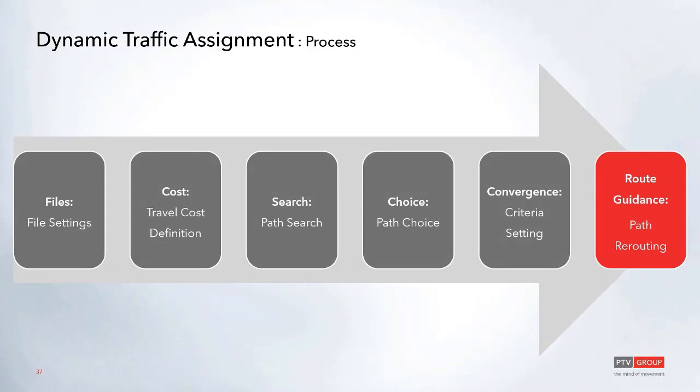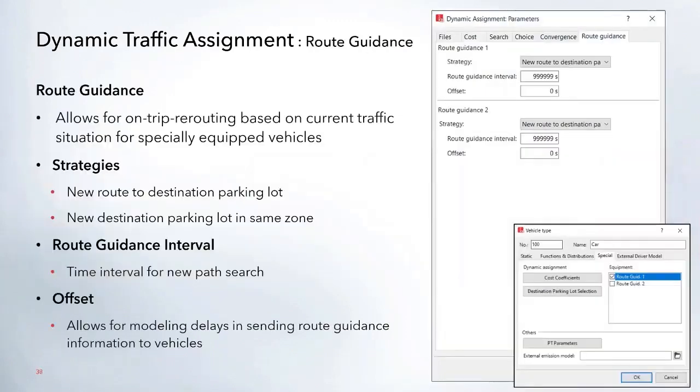All right, and then our final option here is this route guidance. This is looking at modeling vehicle decisions if they were using maybe a GPS device. This will allow vehicles to reroute themselves while they're on their current trip. This will be set up, again, for the vehicle types themselves. So here in the equipment section, this is where you can choose 2 different route guidance options. And these can be set up with different strategies within the parameters window.